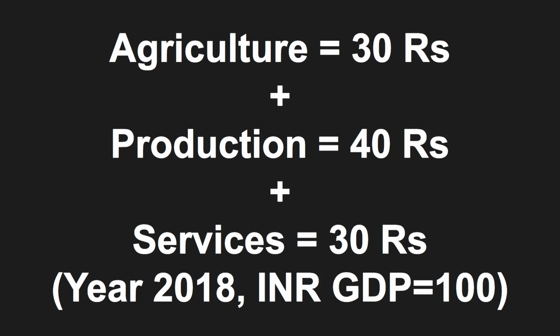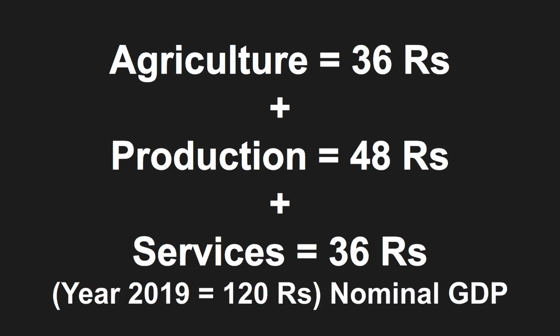Let's say after 1 year, in March 2019, the same guy produces, and the cost of the agricultural produce is now 36 rupees, whatever he produced.